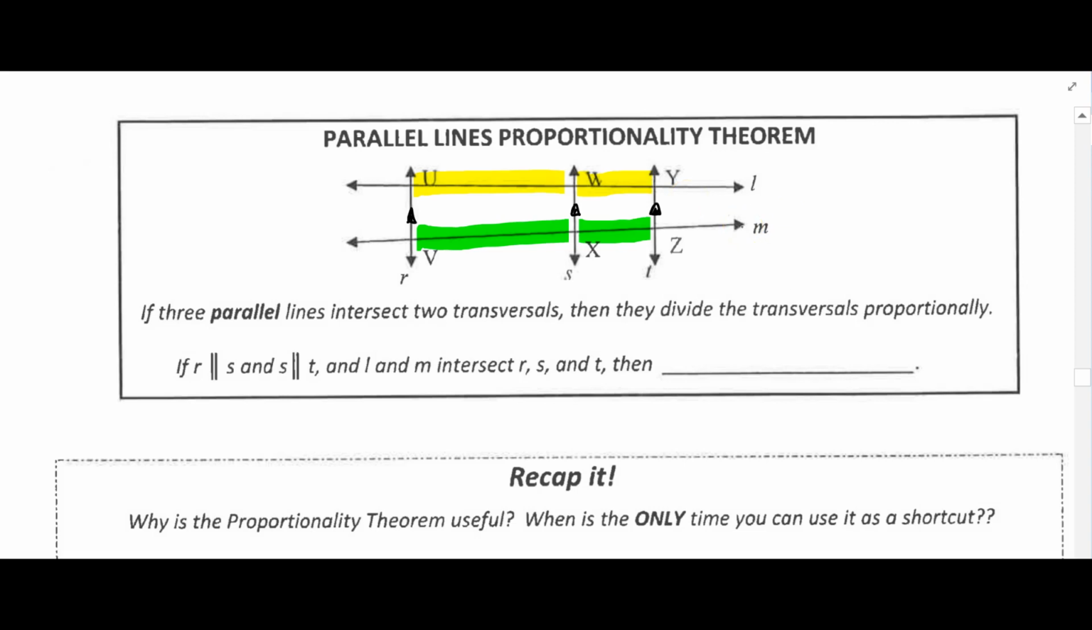So let's do a couple different ratios here. So I'm going to do yellow over yellow going from left to right, and then I'm going to do green over green going from left to right also. So I have UW over WY is equal to VX over XZ, or let's do yellow over green on the left side and then yellow over green on the right side. That'll also work, again, as long as it's matching orders. So UW over VX is equal to WY over XZ. All right, again, there's several other ways you could write that.